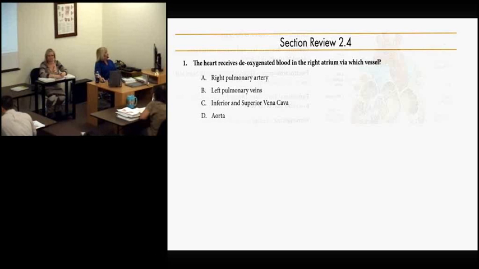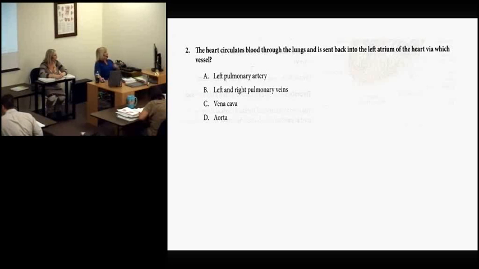All right, number one, the heart receives deoxygenated blood in the right atrium via which vessel? It will be the inferior and superior vena cava. The heart circulates blood through the lungs and is sent back into the left atrium of the heart via which vessel? The left and right pulmonary veins. Notice they wrote questions about everything we were talking about. So, and since they write this book and these questions, they also write your exam.